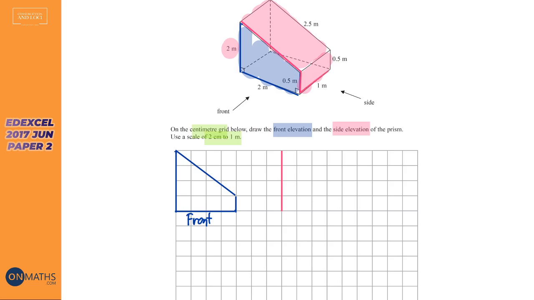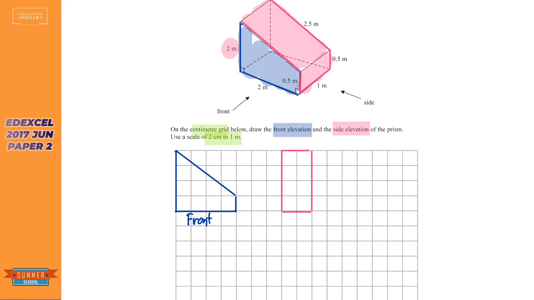This bit here will be 1 meter across, which on our scale is 2 squares. Simple as that. That's a nice easy one. The next bit, this bit here, will basically be the same as the other side. It will just be 2 meters tall. It will look 2 meters tall, and then join up the rest.